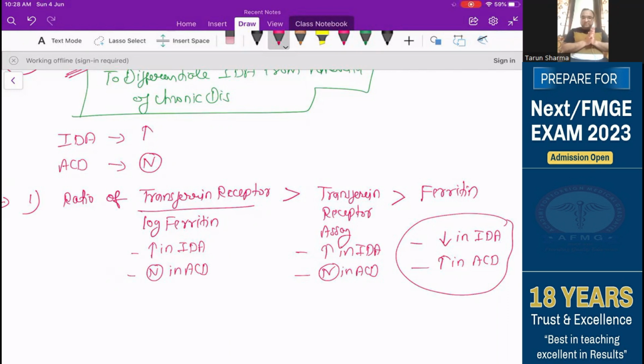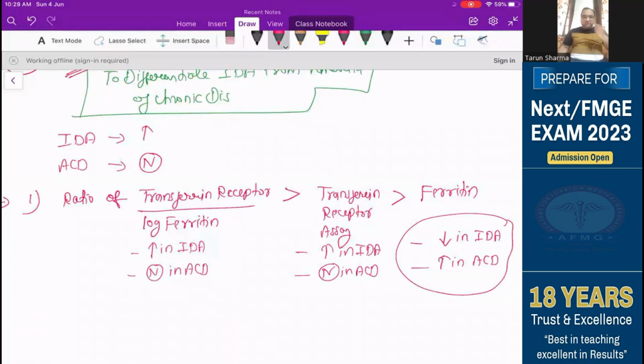The first and best marker will be the transferrin receptor to log ferritin ratio. Then comes the transferrin receptor status. Then comes the serum ferritin values. So please write it down. This is one of the very, very important questions which is very frequently asked in your exams.